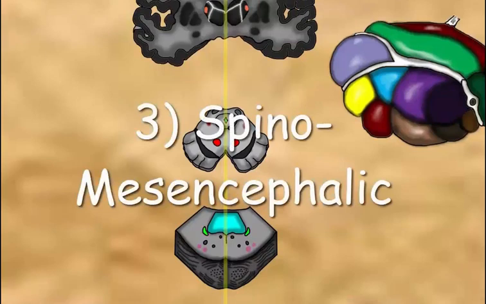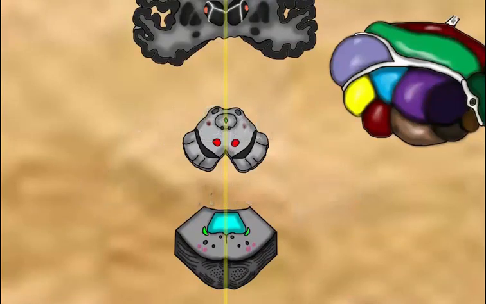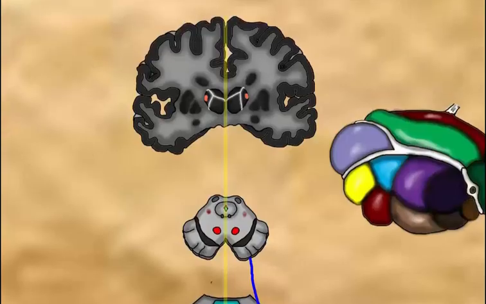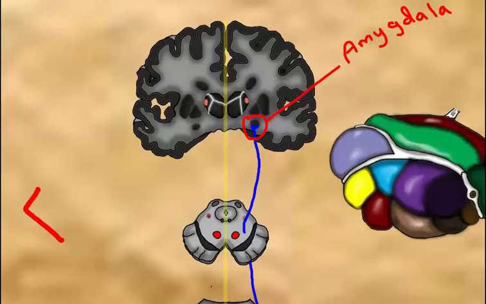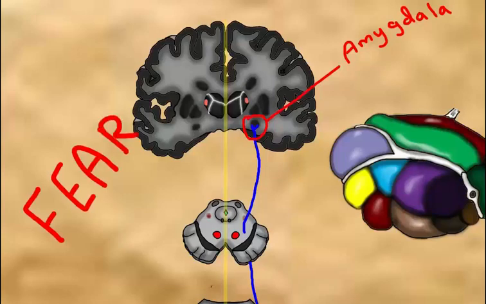Spinomesencephalic tract. Here, fibers synapse with the parabrachial nucleus of the pons before they ascend and synapse with the amygdaloid nuclei of the basal ganglia and other areas that stimulate fear sensation in the cerebral cortex. It's important to note that fear is a protective mechanism to avoid getting hurt again in the future.